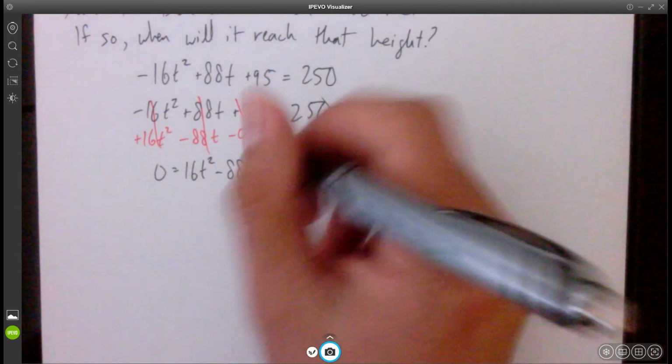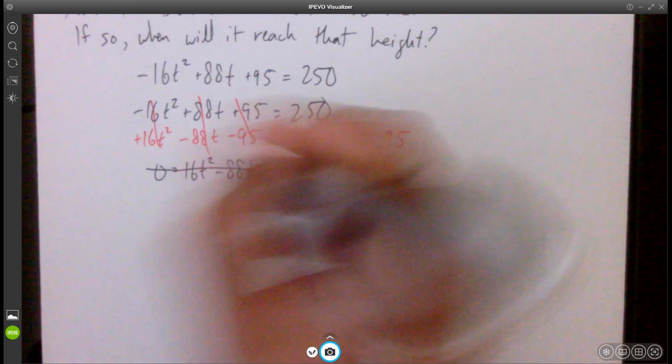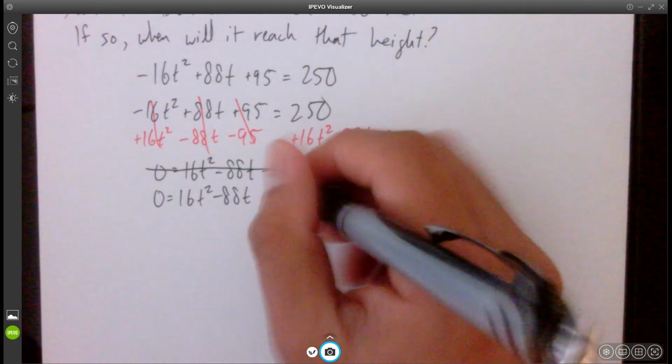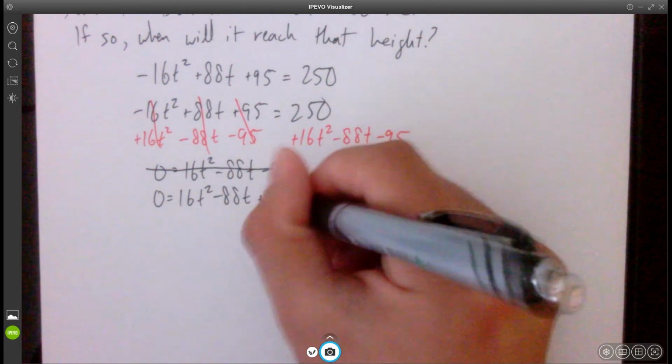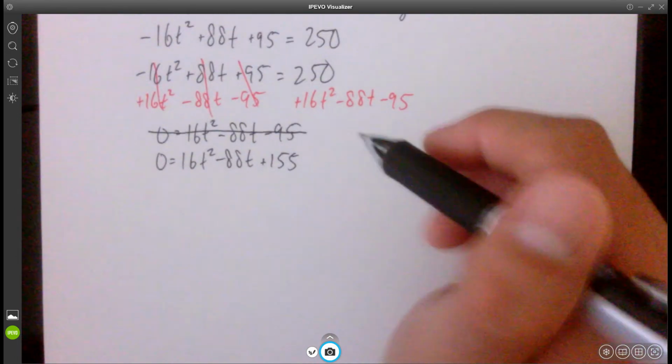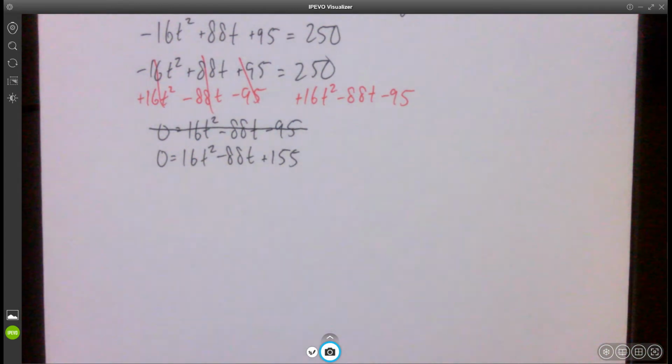Sorry, it should be plus 155. Let's rewrite that: 16t squared minus 88t plus 155, because 250 subtract 95 is 155. Now I'm going to check to see if I have a GCF. I don't. The GCF for these three terms is 1, since 1 divides 16t squared, negative 88t, and 155. If you're not sure how to find the GCF, you can do the prime factorization just like we've done before, and you can factor that out.